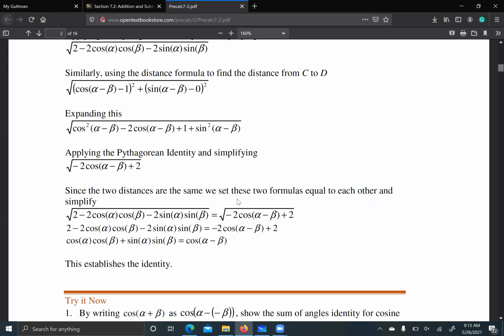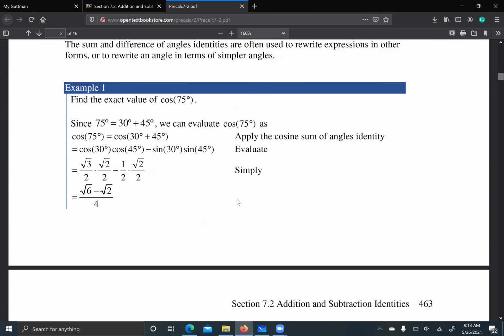But our focus here is the application. We are not too concerned about the proof of the identity. Instead, we want to see how we can use these identities in order to solve problems. For example, the first question says, find the exact value of cosine of 75.